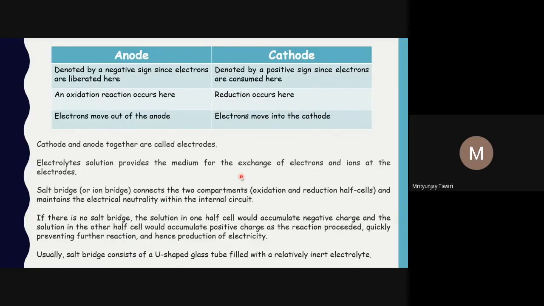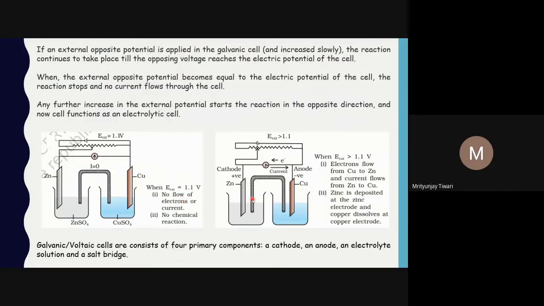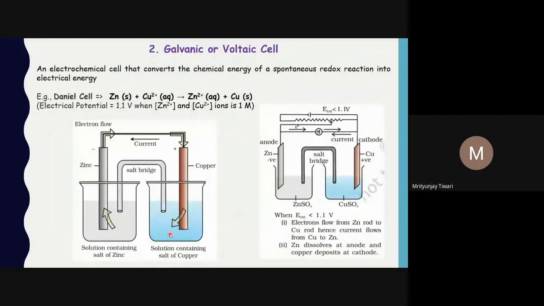The salt bridge that we have seen: what is the function of the salt bridge? It's also called the ion bridge. The salt bridge connects the two compartments, the oxidation and reduction half cells, and maintains electrical neutrality within the internal circuit. And why is that important? As I said earlier, in a galvanic cell copper ion is getting deposited here. Nothing is happening to the anion, the sulfate. The copper sulfate is being used, and the numbers of copper ions and sulfate ions are the same.